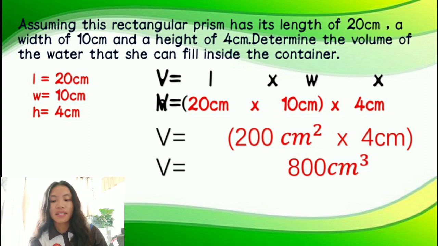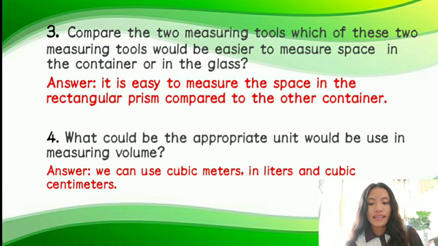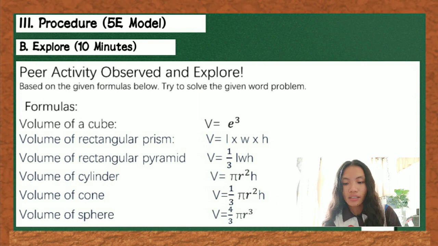And for the possible answer to question number 3, it is easy to measure the space in the rectangular prism compared to the other container. And for the possible answer to question number 4, we can use cubic meters or liters and cubic centimeters. And for the procedures, B, explore. I will give 10 minutes. I will call the activity pair activity, observe and explore.